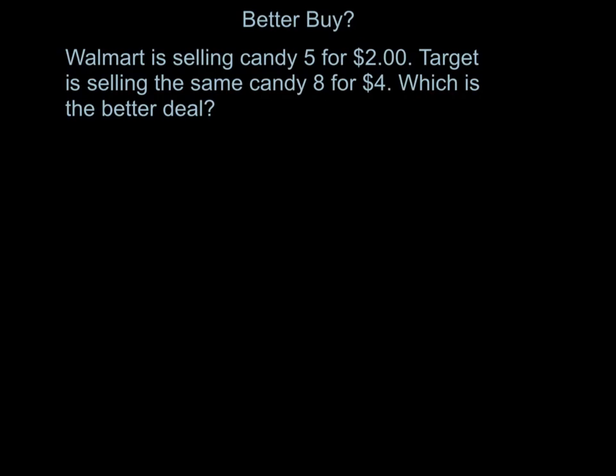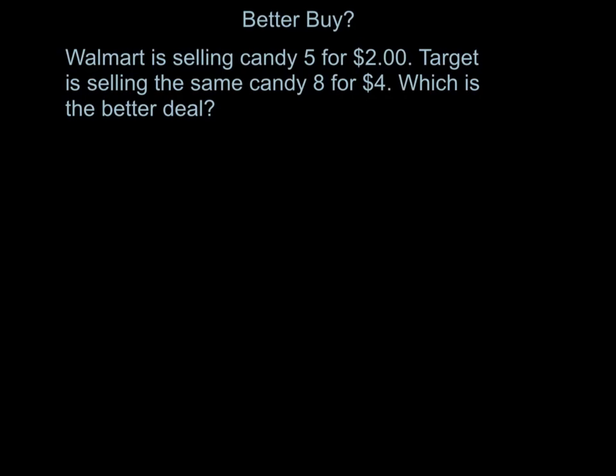We can use unit rate to figure out what is the better buy. For example, if we're shopping at a store. So this example reads, Walmart is selling candy 5 for $2. Target is selling the same candy 8 pieces for $4. Which is the better deal?